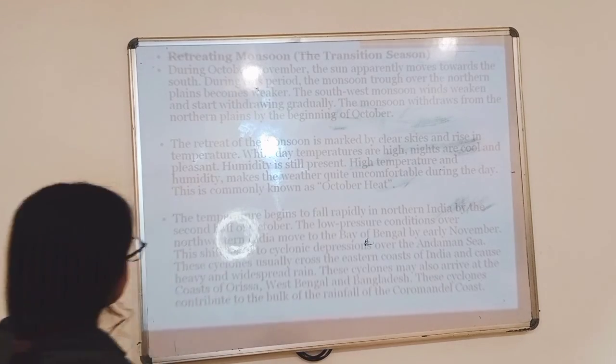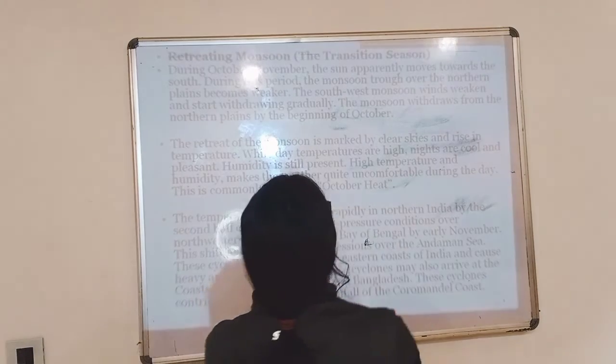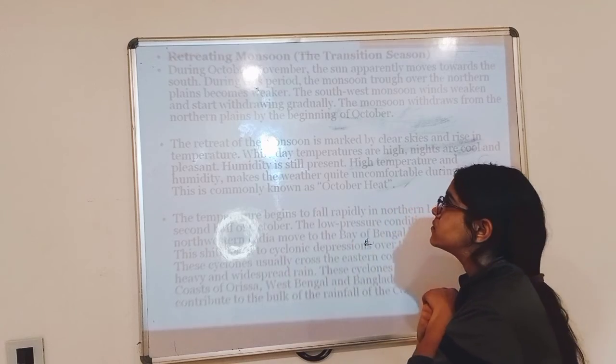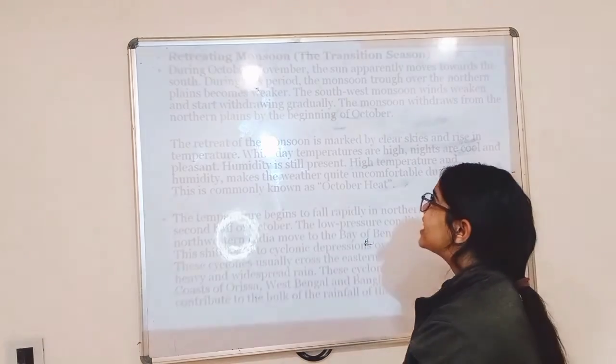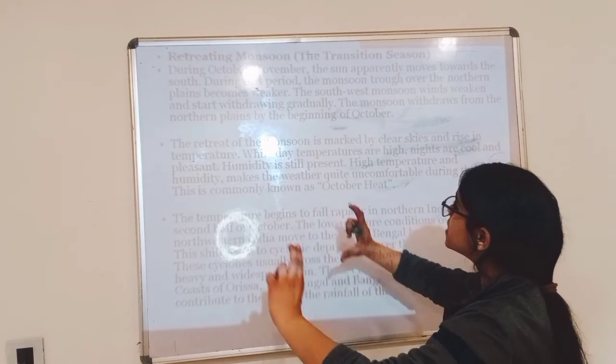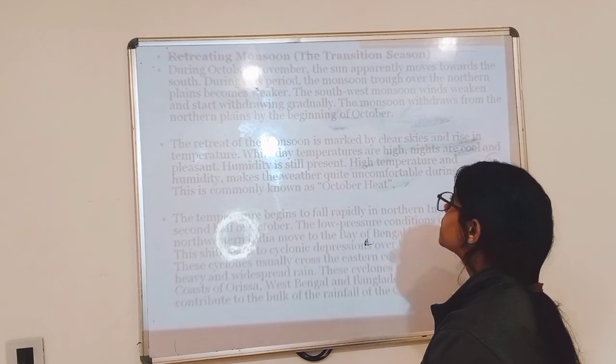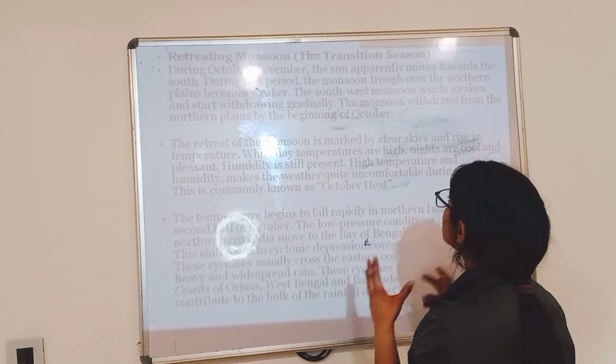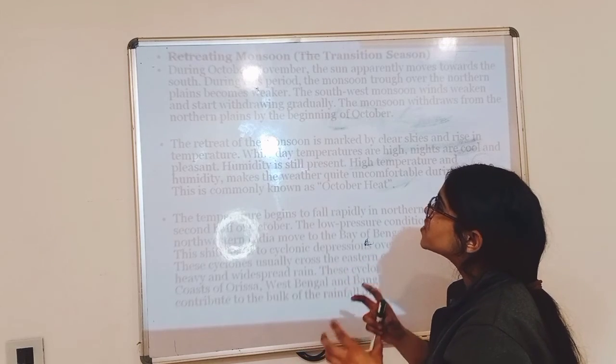Retreating monsoon or the transition monsoon. Bye monsoon, it is going now. During October, November, the sun apparently moves towards the south. During this period, the monsoon trough over the northern plain becomes weaker.